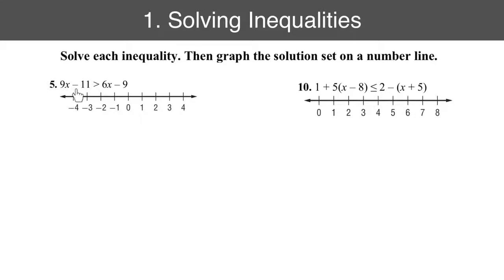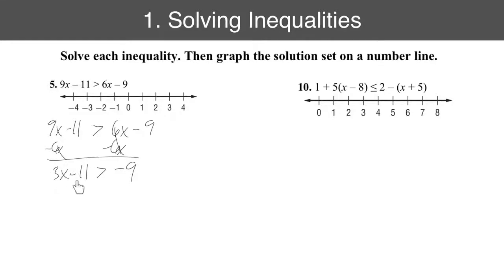Now, let's look at number 5 right here. We have 9x minus 11 is greater than 6x minus 9. All right, so let's rewrite that. 9x minus 11 is greater than 6x minus 9. So we have variables on both sides. The first thing I'm going to do is move the 6x over by subtracting. So 9 minus 6 would leave us with 3x minus 11 is greater than negative 9. Then I need to get the x by itself. I need to move the 3 and the negative 11.